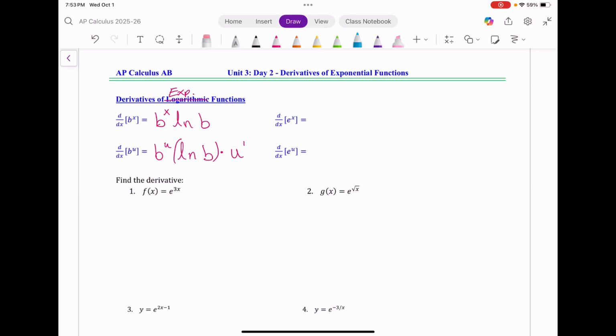And this is really nice. The derivative of e to the x is just e to the x. If you have e to the something more complicated, it'd be e to the u times the derivative of u, applying the chain rule. Okay, so let's do some examples.